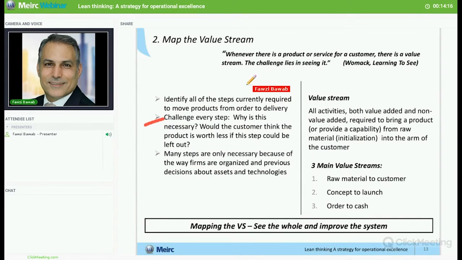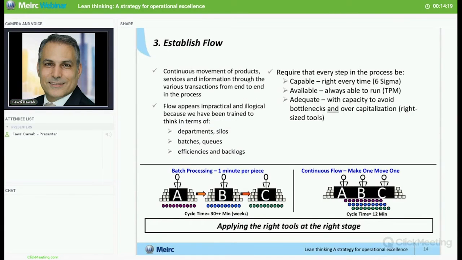Now, as we move from mapping the value stream, we move to establishing the flow. And this is where we want to get away from the thinking of silos or departments. And I know this is what companies usually do, but once we see something called the one-piece flow, which requires every step in the process to be capable, done right the first time, maintenance activities are engaged, so we have everything available to run with minimal downtime. And we can use this to reduce bottlenecks and reduce inventory. So moving from what we call batch processing to continuous flow, or the one-piece flow, will actually reduce the cycle time substantially. So we'll see an example later on of the one-piece flow.